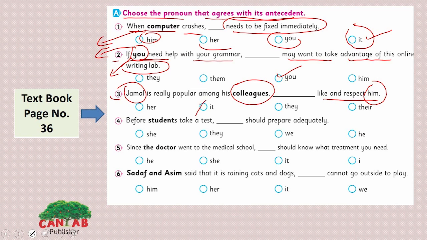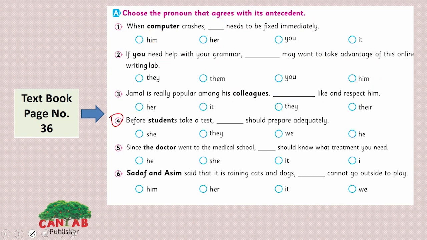"It" is not the right option. "Her" is not the right option because her refers to a singular feminine noun. "Their like and respect"? No, it's not grammatically correct here. So "they" will be the right answer here. Jamal is really popular among his colleagues. You have to use the antecedent pronoun here for the colleagues. They like and respect him. The antecedent of "they" refers to the colleagues here.